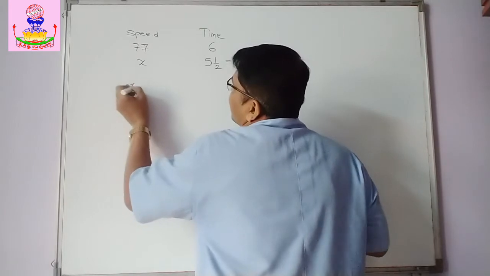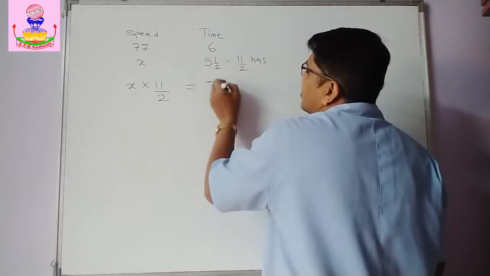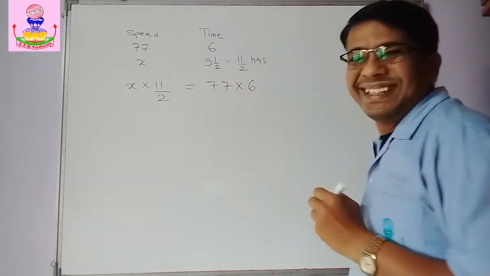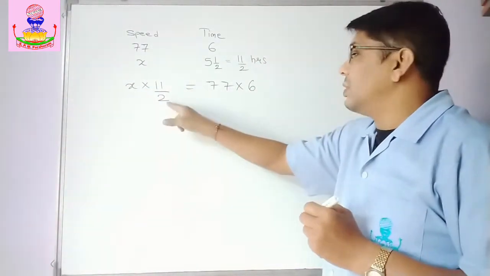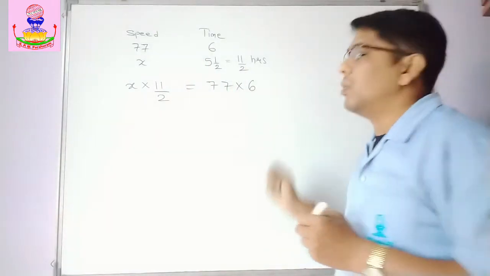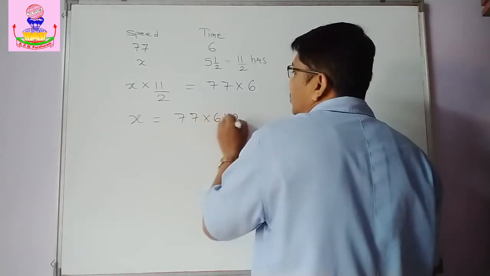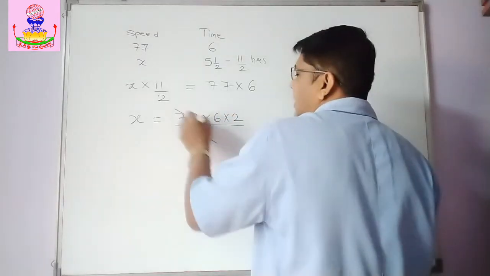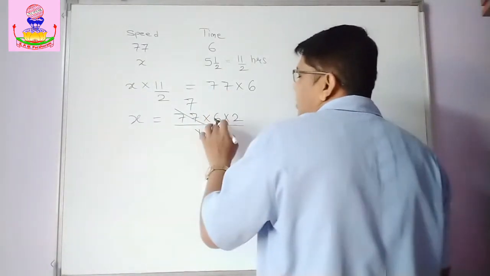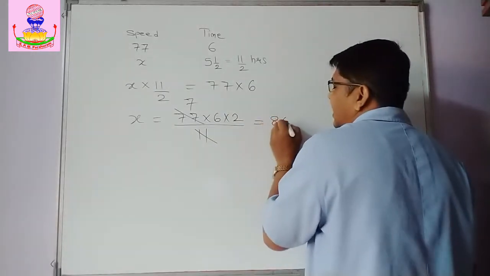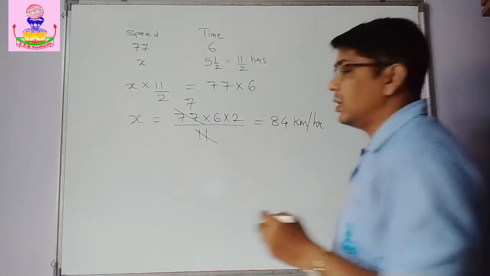So in inverse variation, what is constant? The product is always constant. So x into 11 upon 2 should be equal to 77 into 6. Now I want to find x. So bring this 11 upon 2 to this side. This 2 will come in the numerator and 11 will go to the denominator. So x is equal to 77 into 6 into 2 upon 11. 11 on the 11, 11 7s are 77. Now 6 2s are 12, 12 7s are 84. So the speed is 84 kilometers per hour.